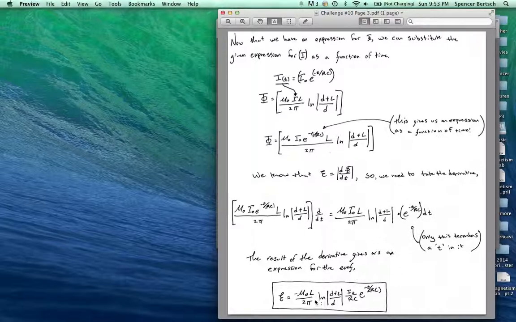So when you take the derivative, the EMF of that square loop of wire is equal to mu naught L over 2 pi times the natural log of (d plus L) over d, times the initial current I naught over RC, times e to the negative t over RC. This is kind of a messy way of writing it, and there might be a cleaner way, but it's the expression for the EMF.